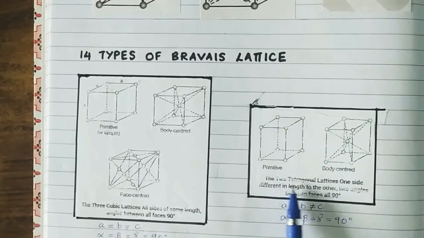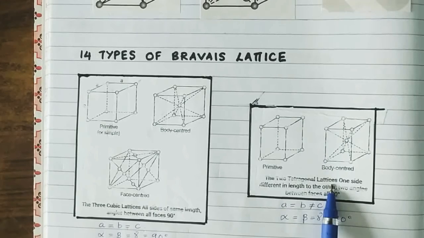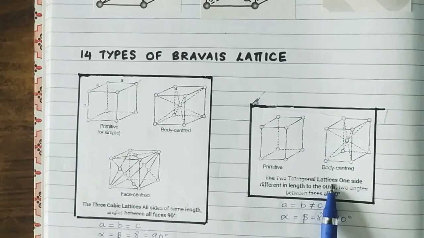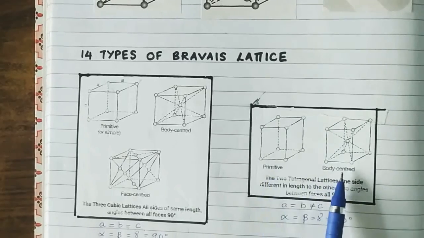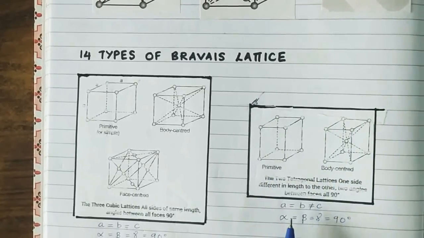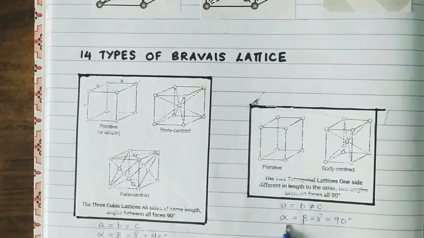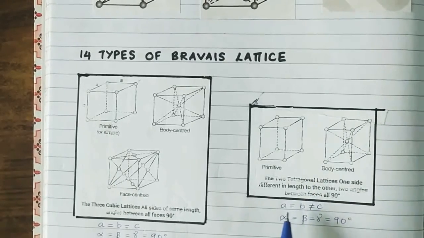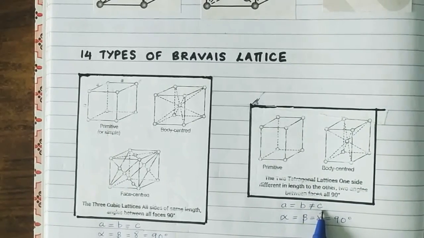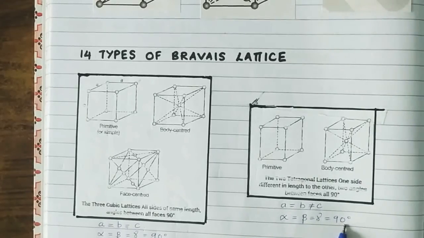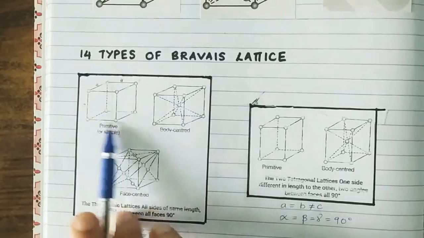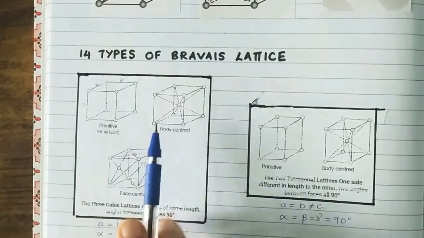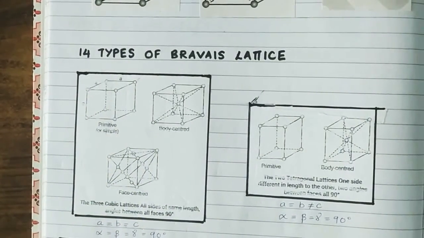So one is the primitive one and one is body centered. You can see in these tetragonal lattices, there is no face centered cubic lattice, or end centered cubic lattice. Only two, primitive and body centered. So you just have to remember the sides and the angles. In tetragonal, two sides are equal, the third side is different, and angles are 90 degrees. In cubic lattices, all sides are equal, angles are also equal. So we will move on further with the other types.